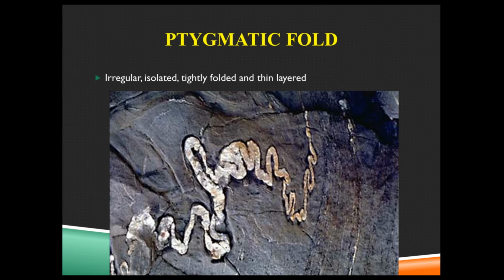They're irregular, so you can see this white tigmatic layer that's folded. Each little bend in it is different than the ones next to it. Very irregular. It's isolated. It's in this big mass of gray rock. Tightly folded. Most of these folds are very tight. And it's thin. It's a thin layer relative to all this dark gray rock around it.